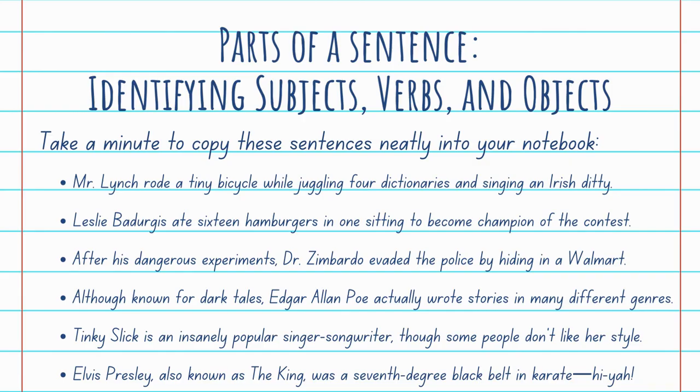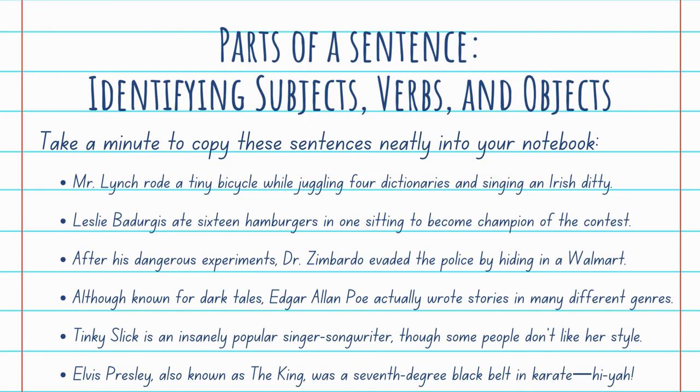Okay, to exercise identifying subjects, verbs, and objects, take a minute to copy these sentences down neatly into your notebook. I'll read them to you. Mr. Lynch rode a tiny bicycle while juggling 4 dictionaries and singing an Irish ditty. Leslie Badurgas ate 16 hamburgers in one sitting to become champion of the contest.